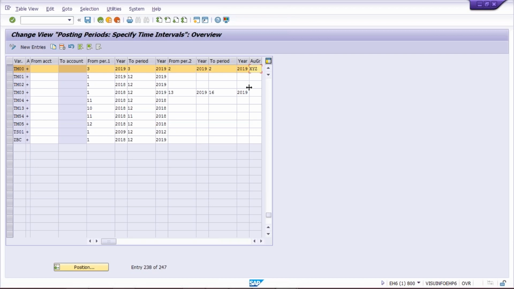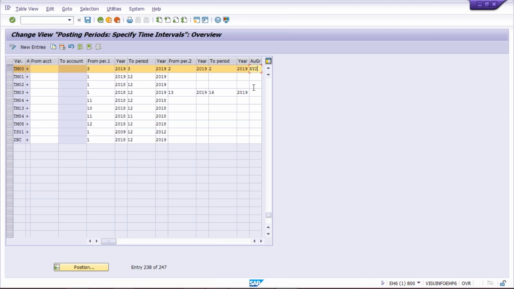And against that authorization group, what is happening, guys? Whatever the required users are there, their user ID will be linked. Okay, so whenever those people are going to post the transactions, system will allow them, because the previous period has been open, but that is open against a particular authorization group itself, and in that authorization group whichever users are linked, those users only are allowed for posting. Remaining people will not be allowed for posting, since their user ID is not linked against that authorization group. So this is the logic.